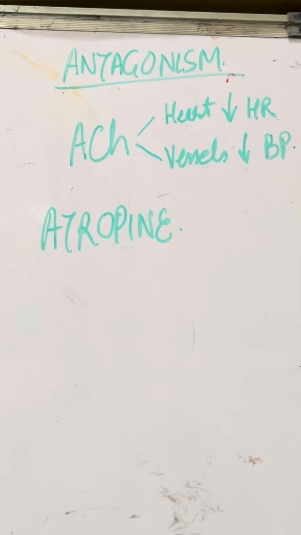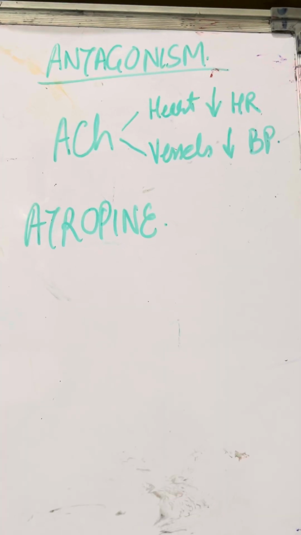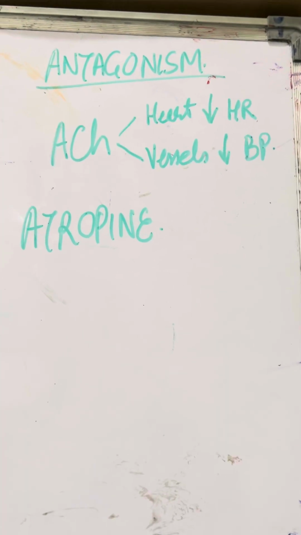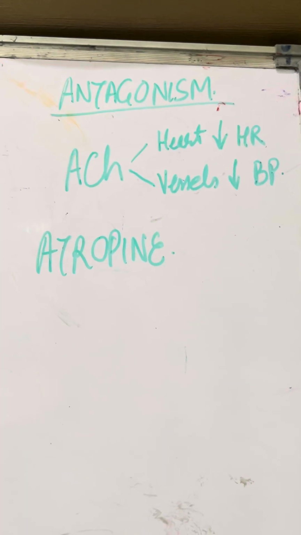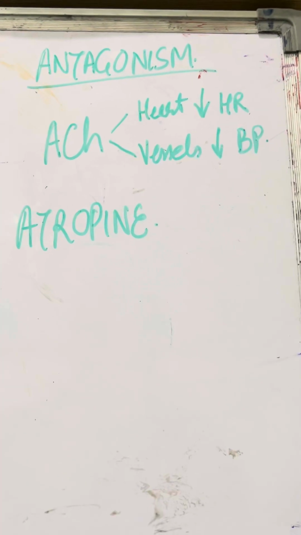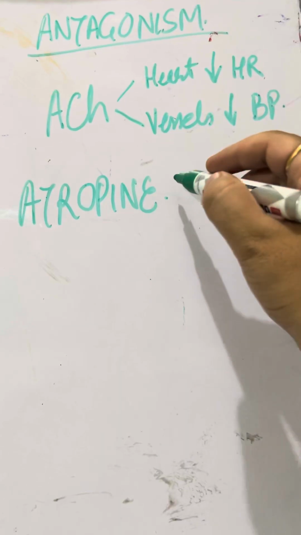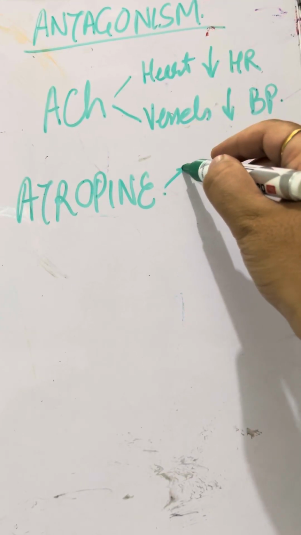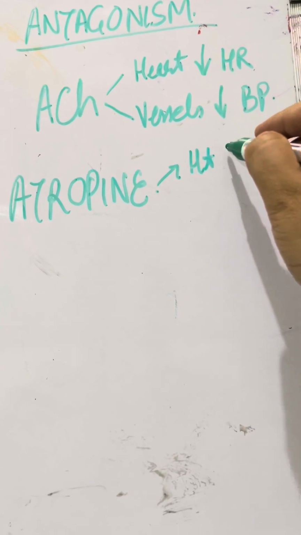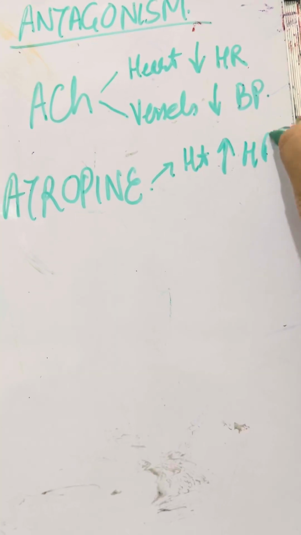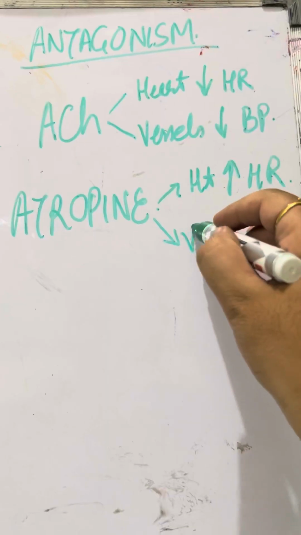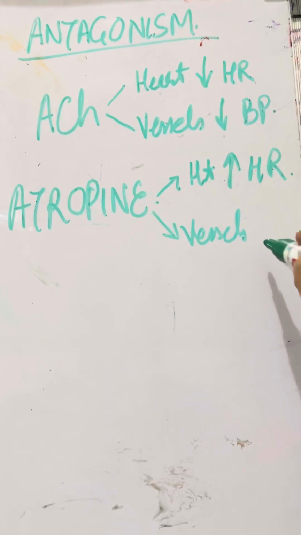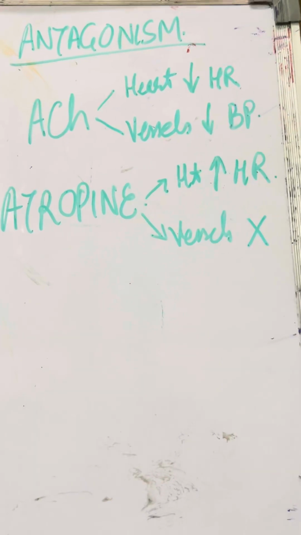Now, atropine is a blocker of acetylcholine on the muscarinic receptors. So, being a blocker, you would expect that the opposite effects will be seen. But the actual effect which we see on the heart is that it increases the heart rate. This is clinically the effect which you see. But on the vessels, if we give atropine, there is no effect.